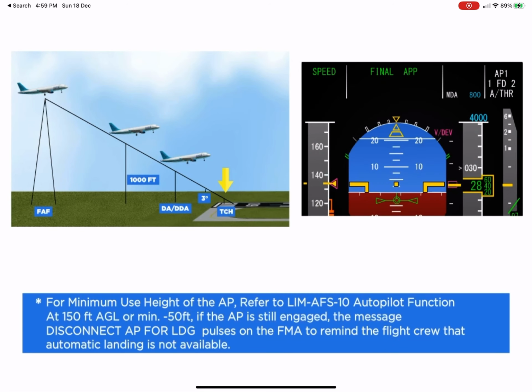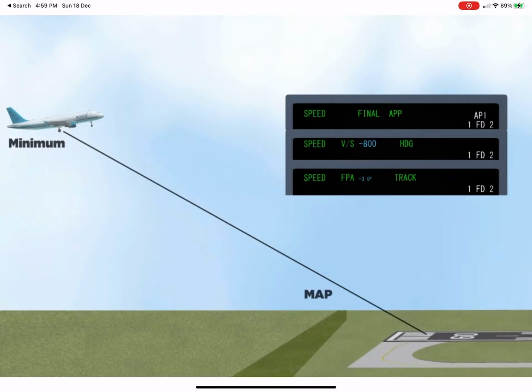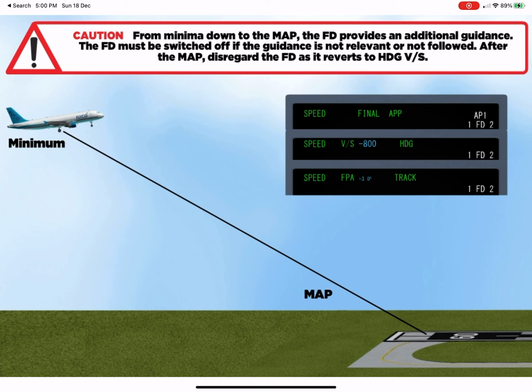For minimum use height of the AP, refer to LIM AFS10 autopilot function, at 150 feet AGL or minimum minus 50 feet if the AP is still engaged. The message DISCONNECT AP FOR LDG pulses on the FMA to remind the flight crew that automatic landing is not available. Caution, from minima down to the MAP, the FD provides additional guidance. The FD must be switched off if the guidance is not relevant or not followed.